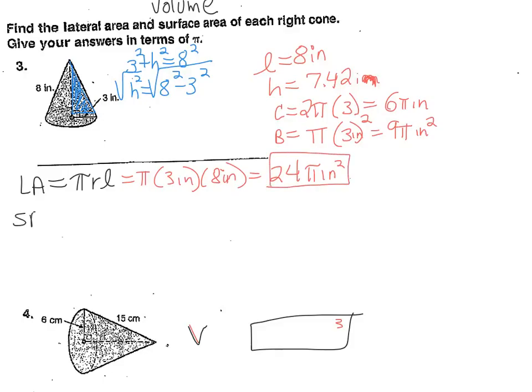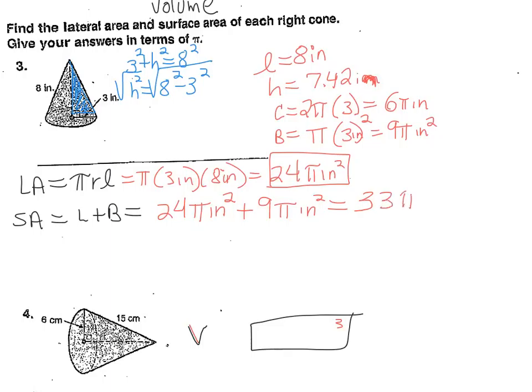Now the surface area, that includes the area of the base. We already have the lateral area, which is 24 pi square inches, and the area of the base was 9 pi. Together, 24 plus 9 is 33, and then we keep the pi and we keep the unit of measure, which is square inches.